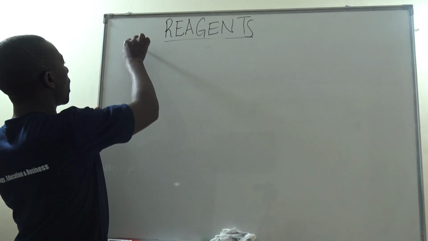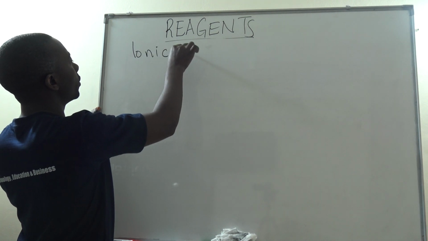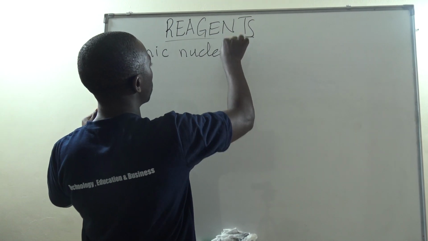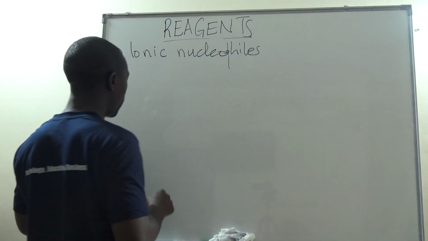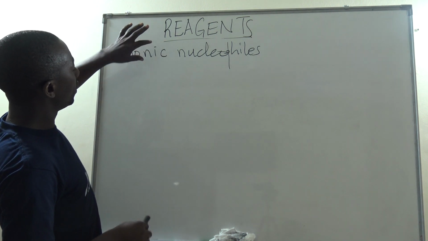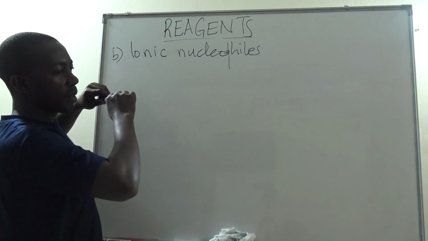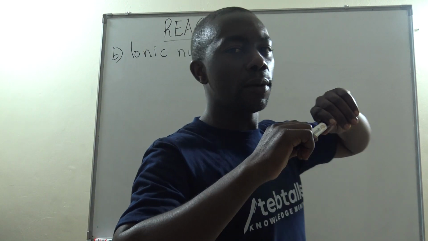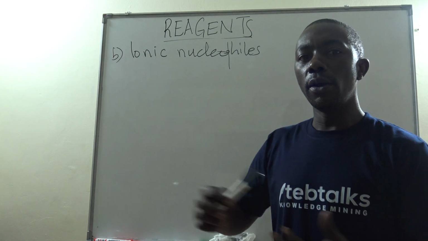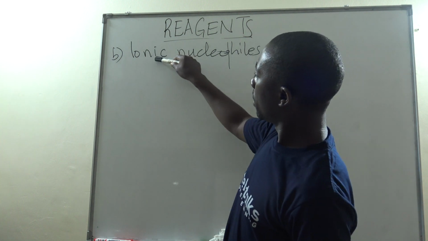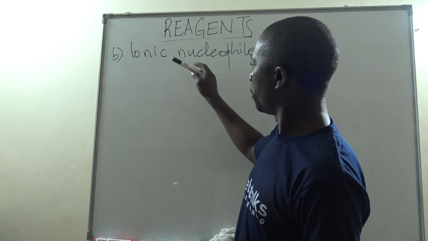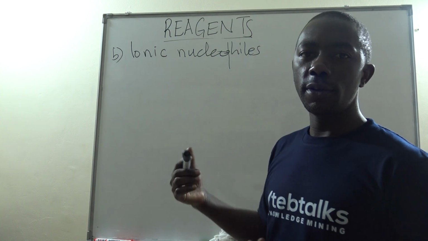Now we go to ionic nucleophiles. Ionic nucleophiles. Now, these ionic nucleophiles, just like the word ionic means ions. And remember, we said for something to be a nucleophile, you should have either a negative charge or a lone pair of electrons. So when we say ionic, we don't expect somebody to think of a positively charged ion to be a nucleophile. It really cannot be a nucleophile because it is electron deficient.